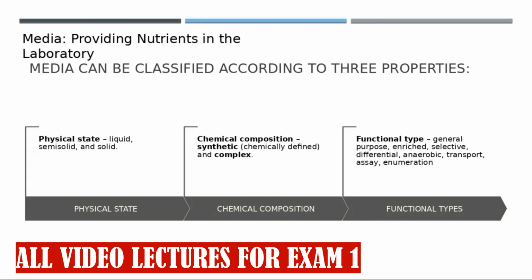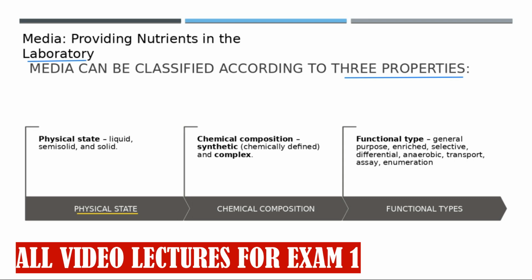What is media? Media is the nutrients that are provided to make bacteria grow in the laboratory setting. This media can be classified according to three properties. The first one is based on physical state. Okay. Based on this physical state, there will be three types of media.